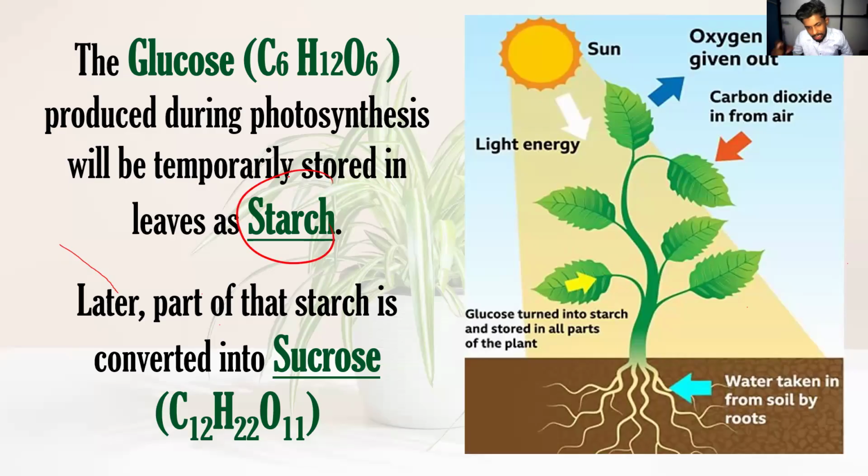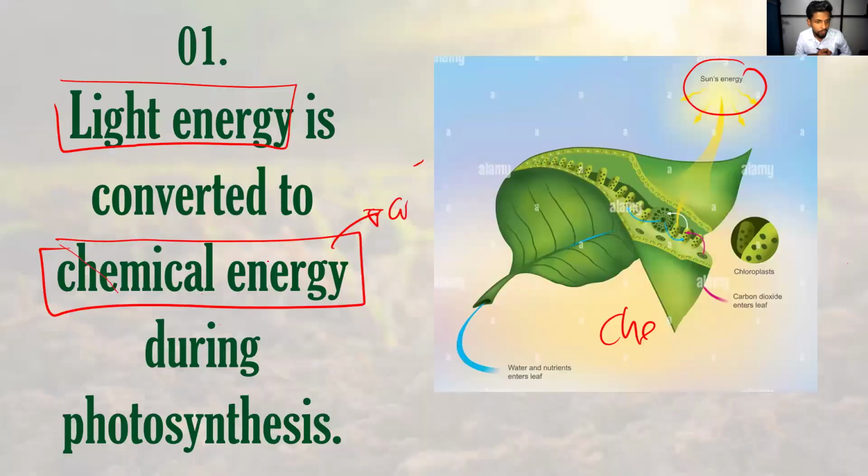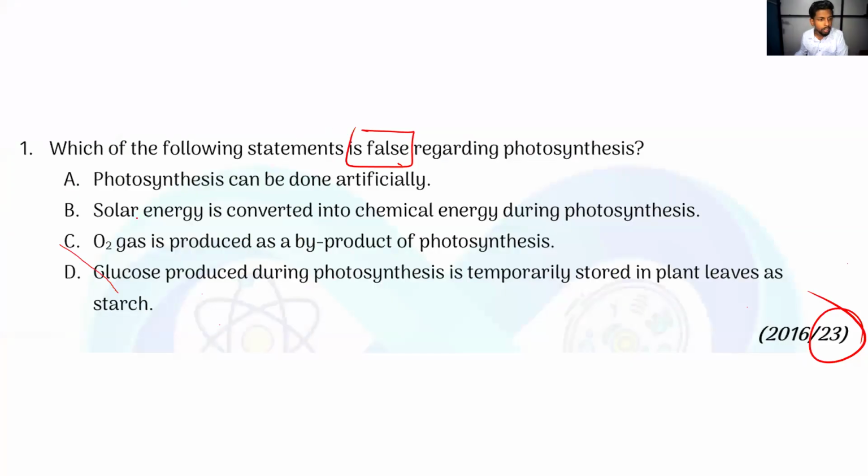starch, and starch will be converted into sucrose. I think you may know these things. If you don't know this, I will explain later. Don't worry. Now with that idea, come to the question here. Option number B: solar energy is converted into chemical energy. That is the correct answer, right? But in the question they are asking for the false statement, so that is not the answer.